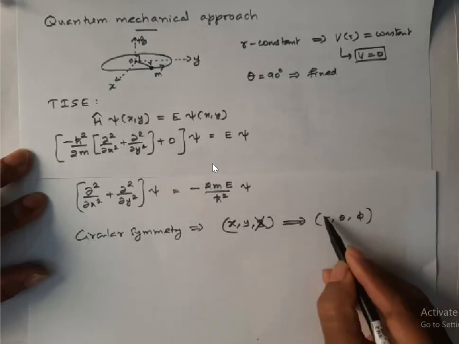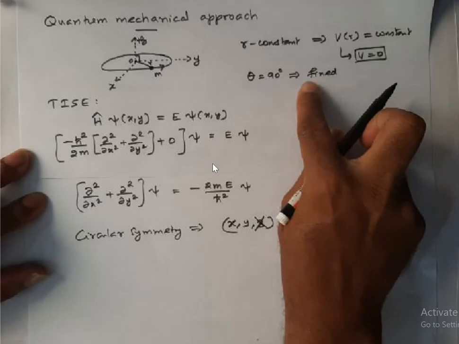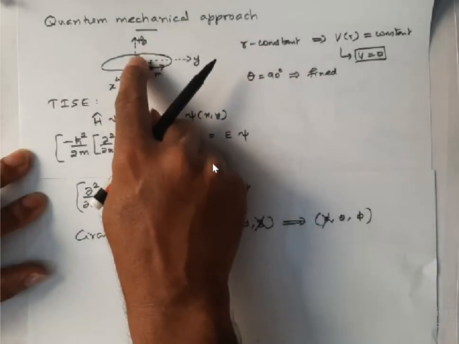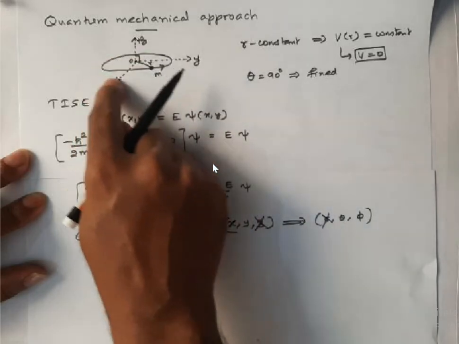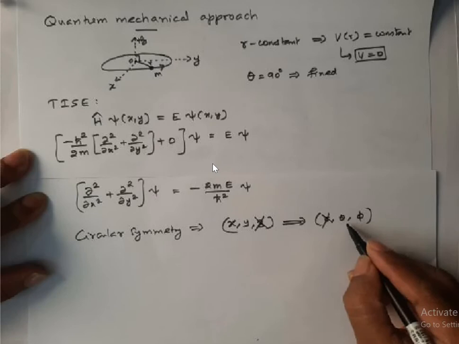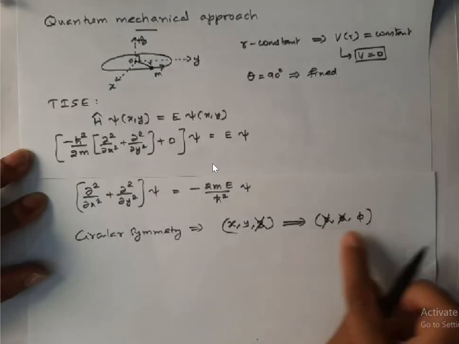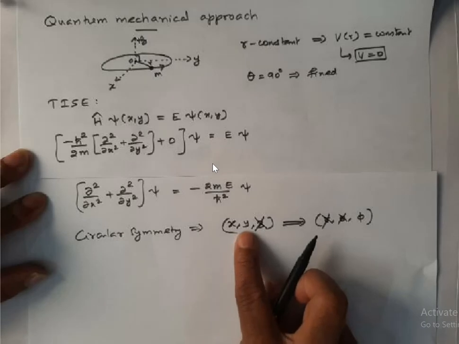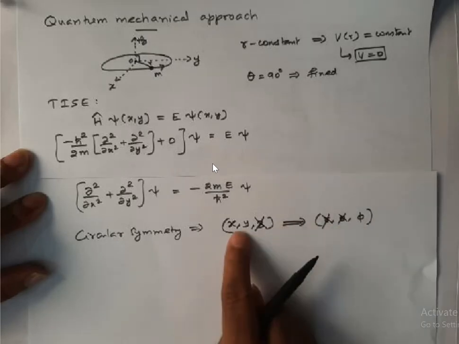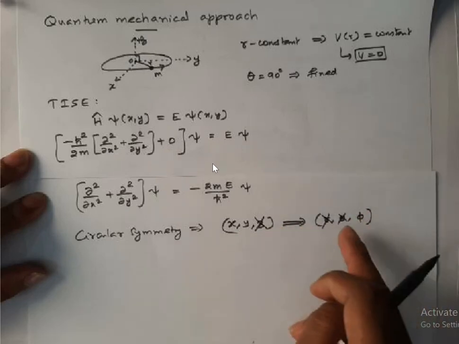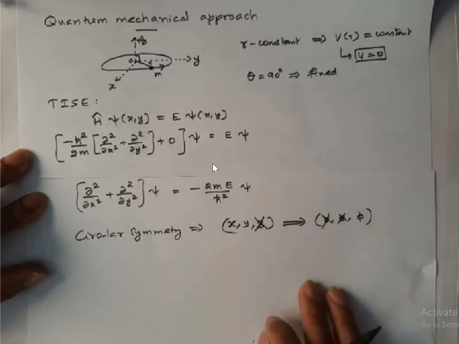But here r is constant. Theta also is a fixed quantity. Theta value is always 90 degrees, whatever may be the position of the particle. So theta is also constant. Therefore, the only variable is phi. So when you convert Cartesian coordinates into spherical polar coordinates, in Cartesian coordinates we have x and y, while in spherical polar coordinates we have only one variable, phi. So it is very easy to solve the Schrodinger equation if you use spherical polar coordinates.